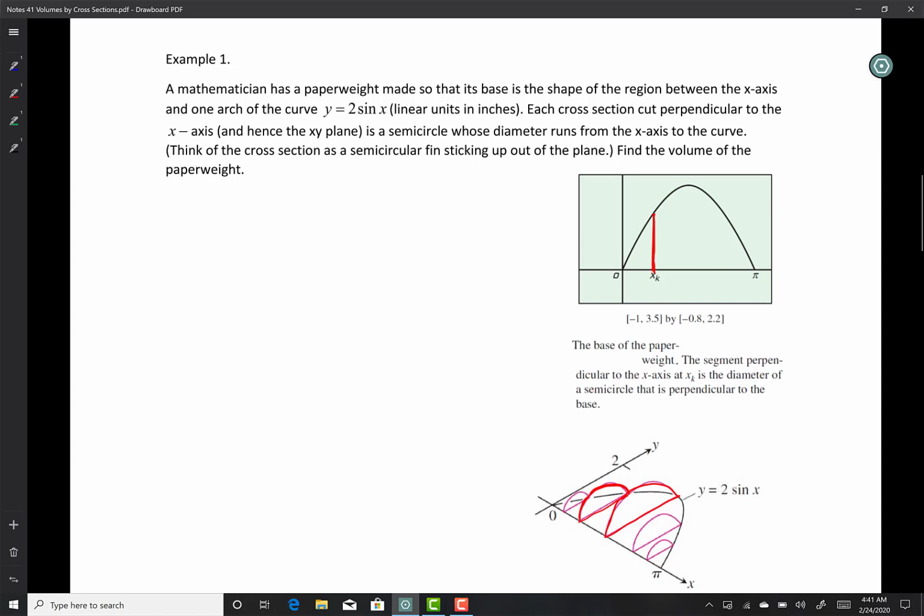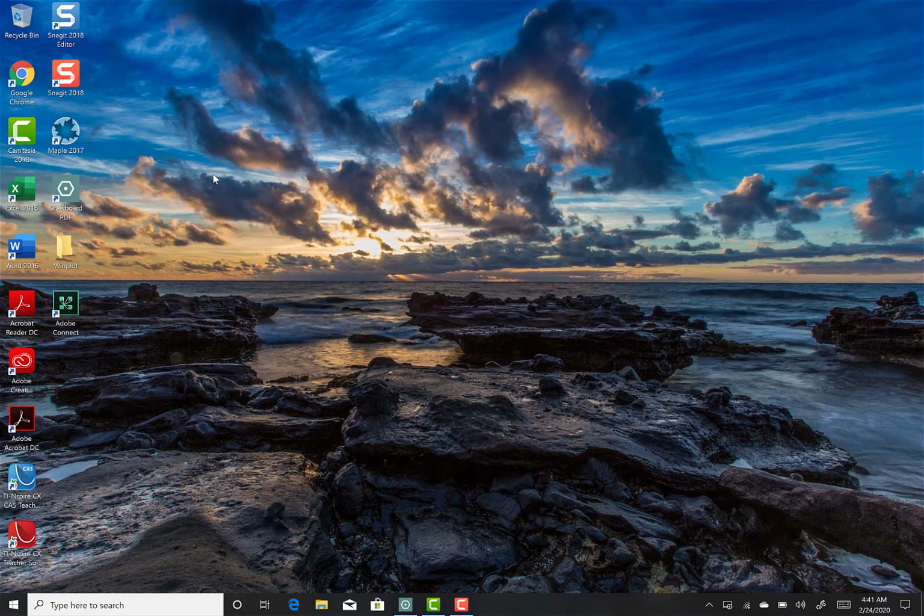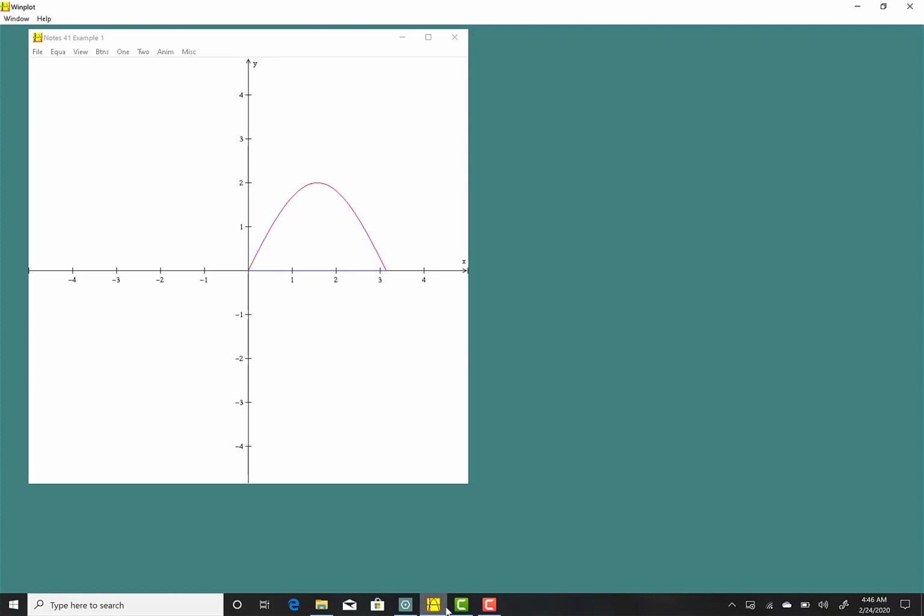In case you're having a hard time visualizing, guys, I actually did an example of how this looks like. And here it is. Sorry, guys, there was a little hiccup there.